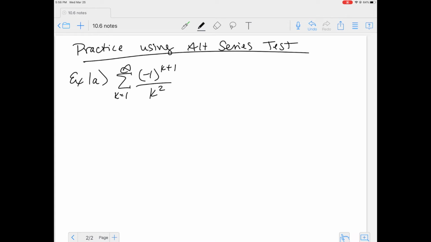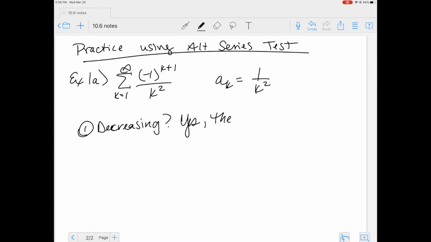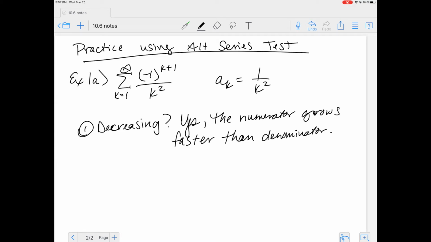For the alternating series test, I know that a sub k here is going to be 1 over k squared. Criteria number 1, is this decreasing? Yes. The denominator grows faster than the numerator, right? So it is. Criteria number 2, what do you know about the limit? That equals 0. So yes, this criteria is also true.